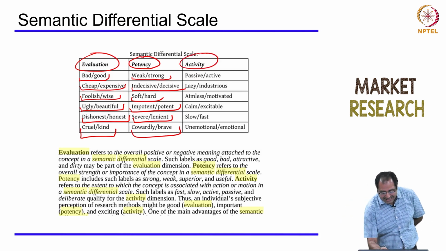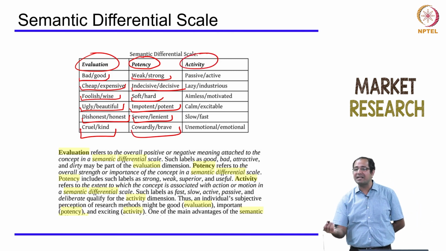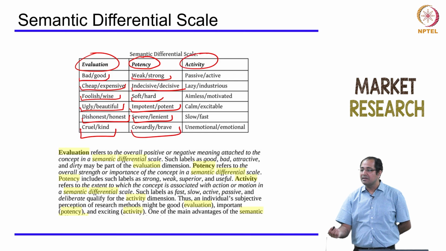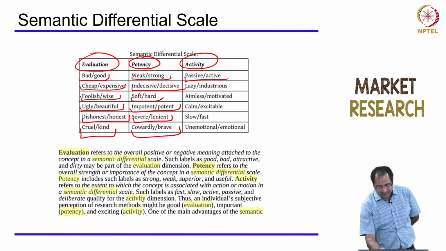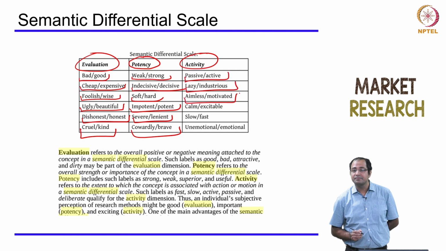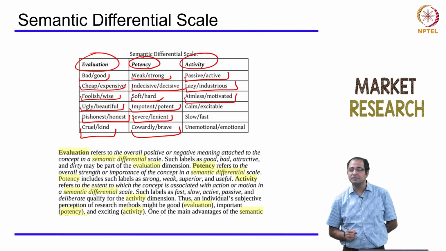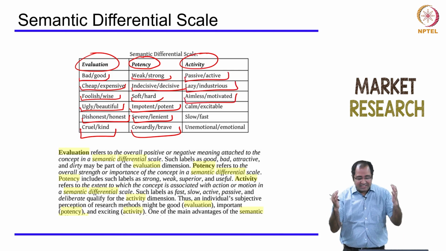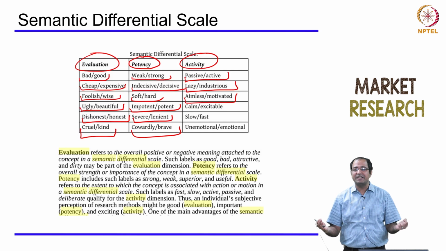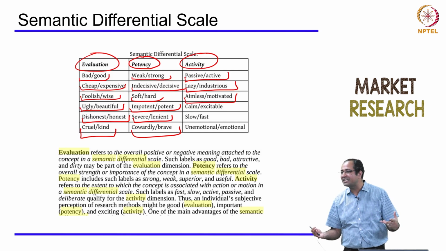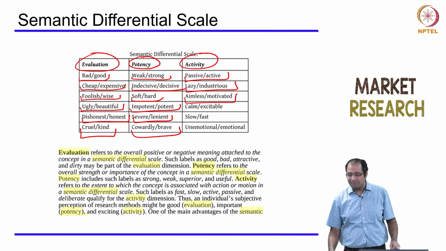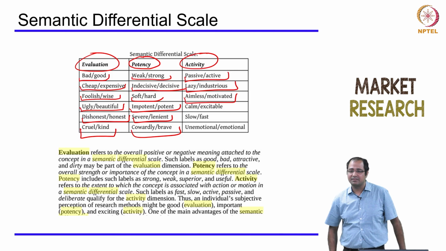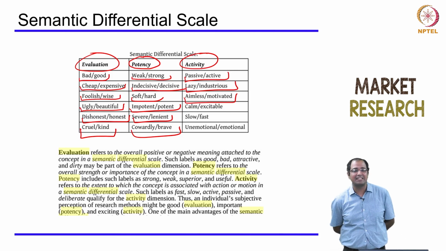And the third one is activity. How active is a brand? How much active? Passive, active, lazy, industrious, aimless, motivated. So when you ask these, choosing ones appropriate to the product category, you would get to know what people think about your brand. What is the image that they have of your brand?